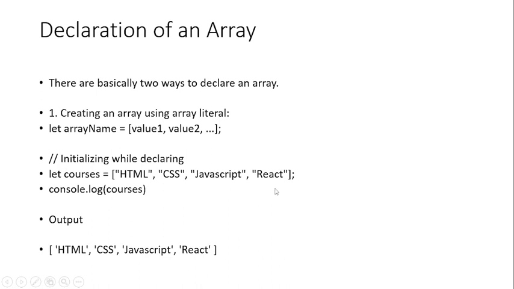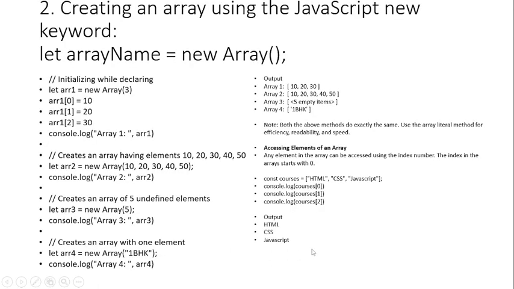When I want to print the value inside an array, I am using the output printing statement called console.log of array name. What is the array name here? Courses is the array name. So when I use courses as the array name, the output will be printed as HTML, CSS, JavaScript as well as React. You can see the difference between the declaration and the output here, right? So this is how we declare an array.